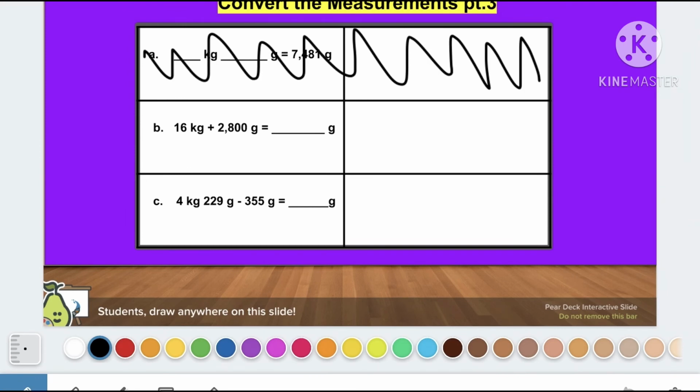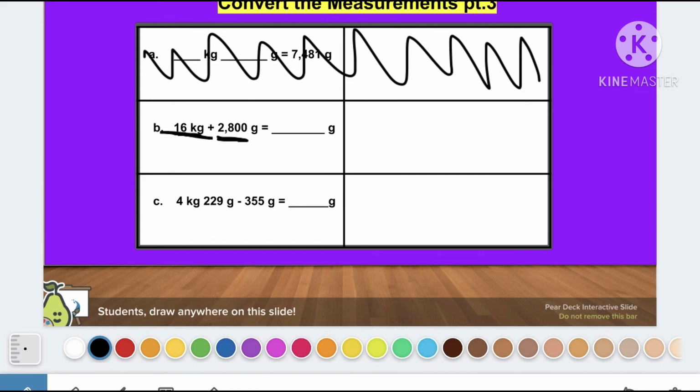All right, you guys, welcome back. So, in this problem, I have 16 kilograms plus 2,800 grams, and I'm converting both of them to grams. Did you do anything with 2,800? Yeah, me neither. Did you do anything to 16 kilograms? I did too. I did too, you guys. I had to convert it because I know that kilograms is not the same unit of measurement as grams.